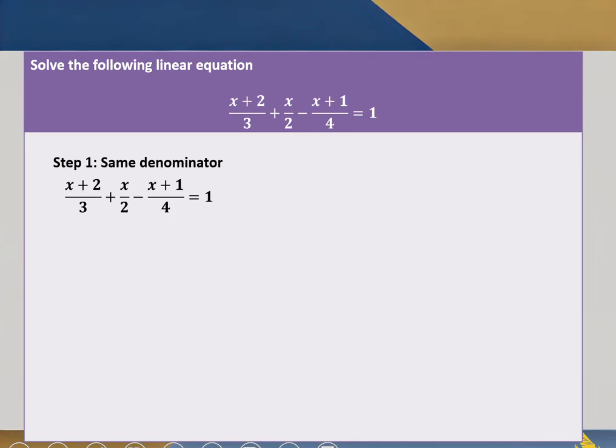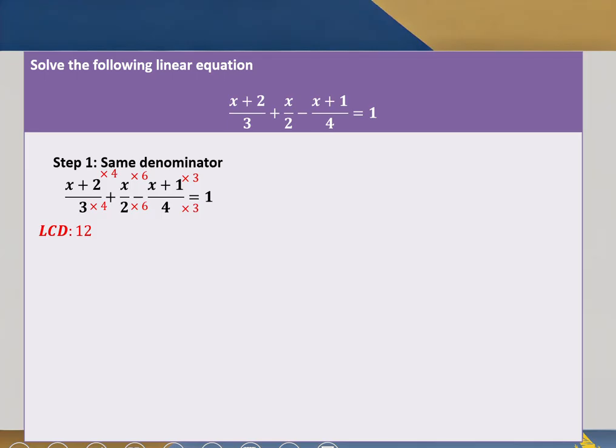We've got (x + 2)/3 + x/2 - (x + 1)/4 = 1. So the first thing we need to be thinking about is what would our lowest common denominator be? In this case, 3, 2, and 4 all go into 12. So I would need to be timesing 3 by 4, 2 by 6, and 4 by 3. Remember, we need to do exactly the same thing to the numerator as well.